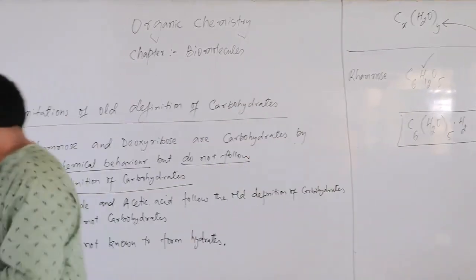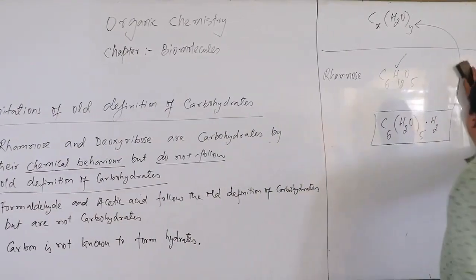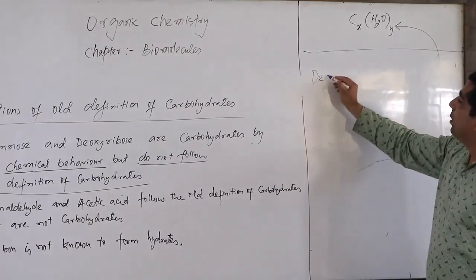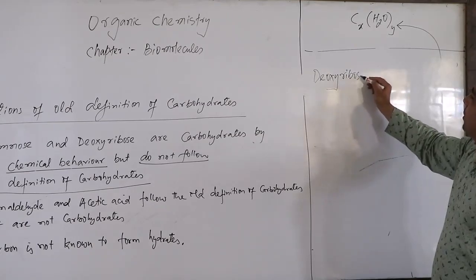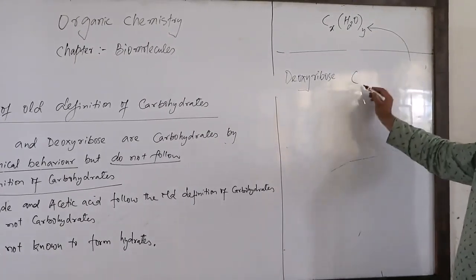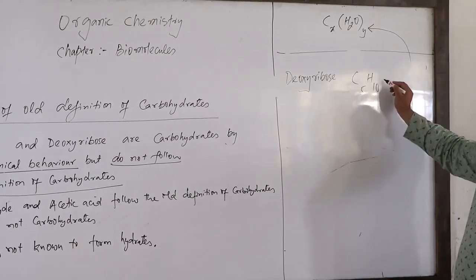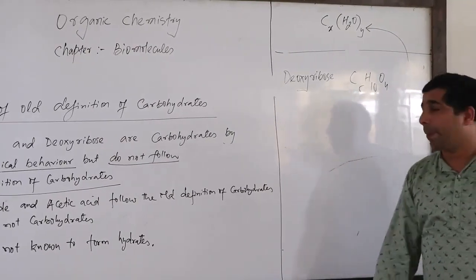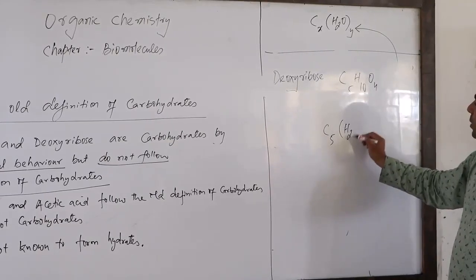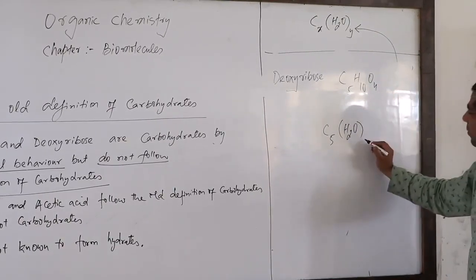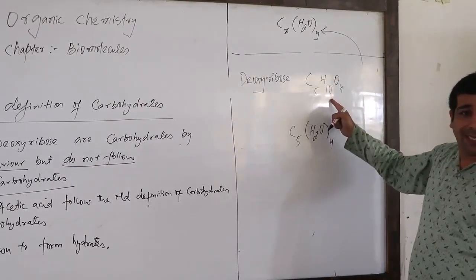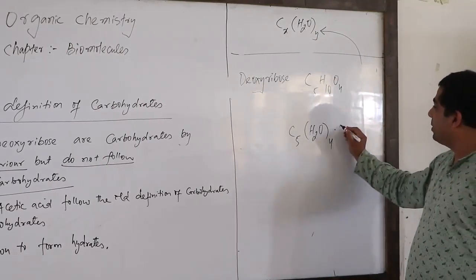Let's take another example, deoxyribose. The molecular formula of deoxyribose is C5H10O4. Now if we open up this formula, we will get C5H2O, and here we have O 4 times, so I will take it 4 times here. Hydrogens will be 8, but here we have 10 hydrogen atoms. That means we have 2 extra hydrogens which we have to place outside.